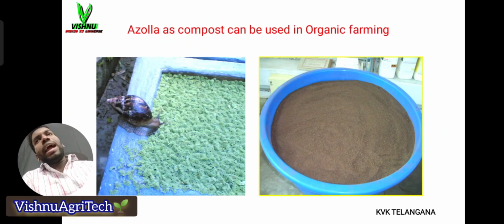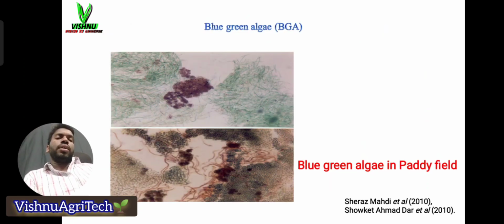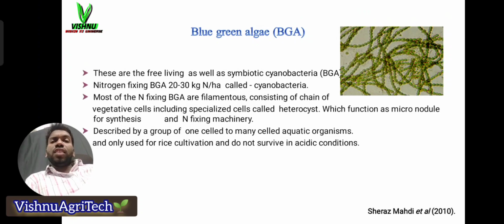After drying the plants and powdering, blue green algae, BGA. Structure of blue green algae under the microscope; it is mainly used in paddy fields. These are free living as well as symbiotic cyanobacteria. Nitrogen fixing blue green algae fix 20 to 30 kg nitrogen per hectare and are called cyanobacteria. Most of the nitrogen fixing blue green algae are filamentous, consisting of a chain of vegetative cells including specialized cells called heterocysts, which function as micronodules for the synthesis and nitrogen fixing machinery. This is about blue green algae.